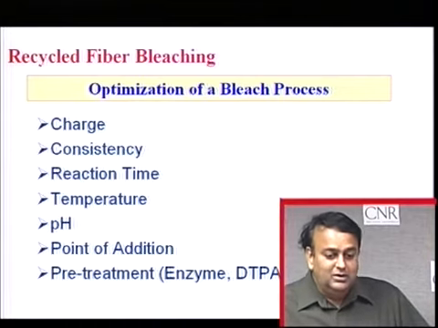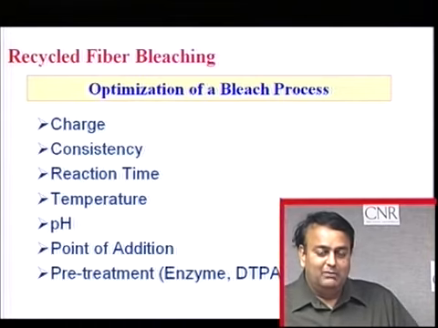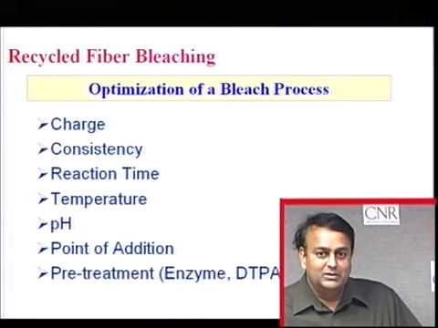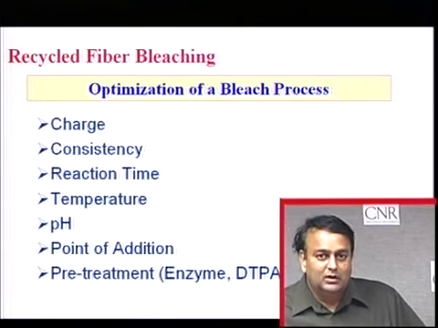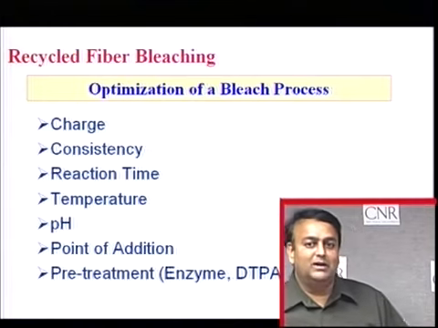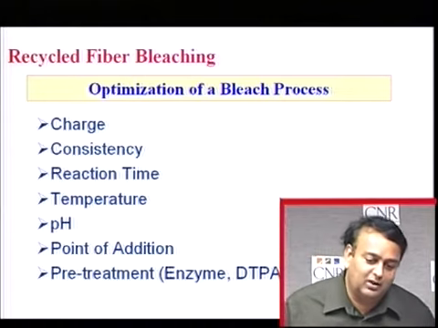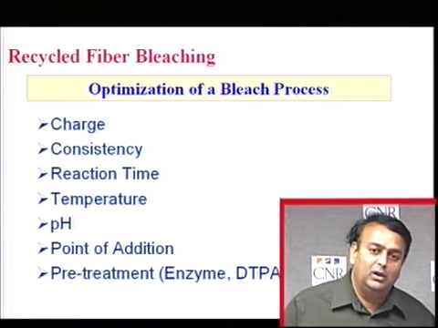Once you determine your pH and your chemical charge, you can also play with chelant. Add some chelant and see whether you need it or not. If you get the same brightness with and without chelant, that means your metal ions are already fixed or are very low in your process.